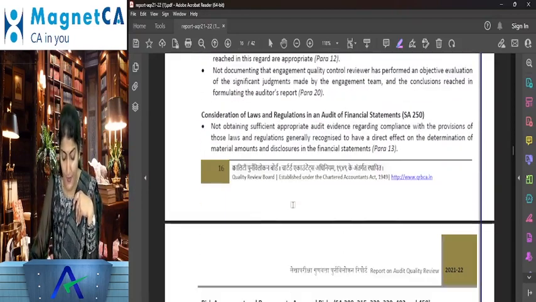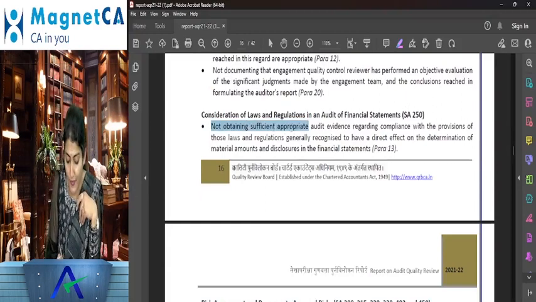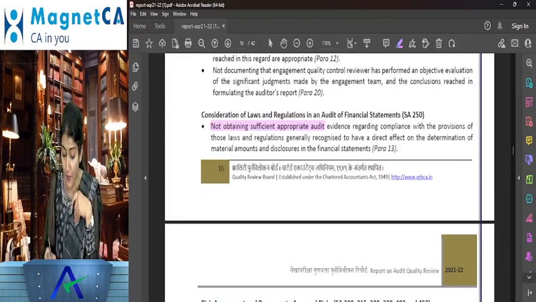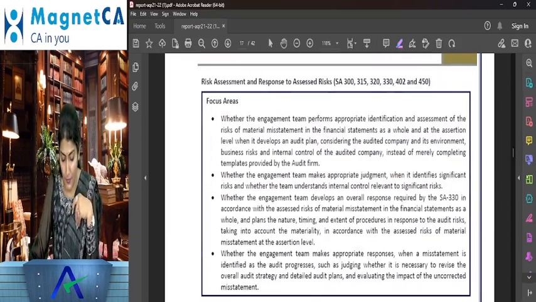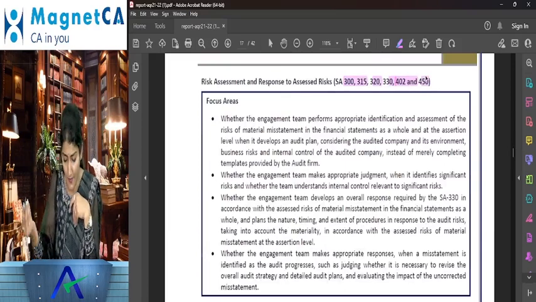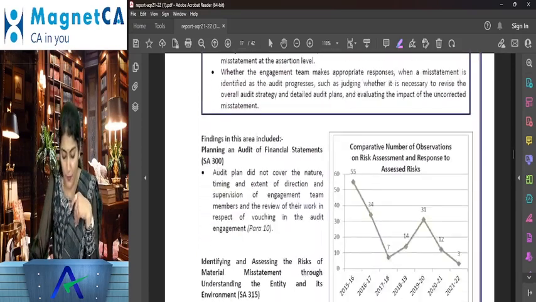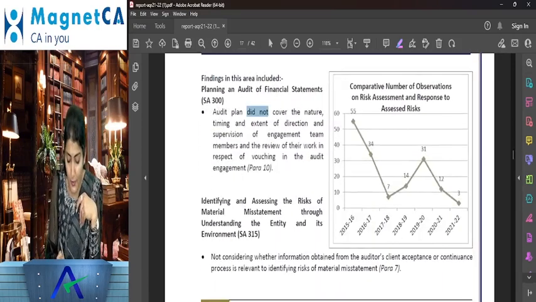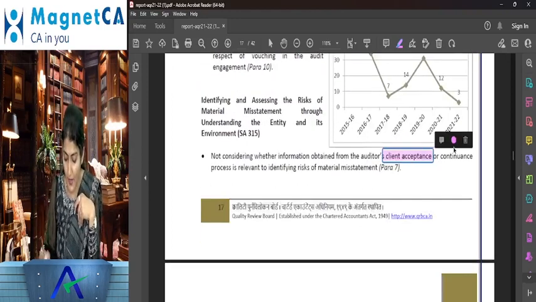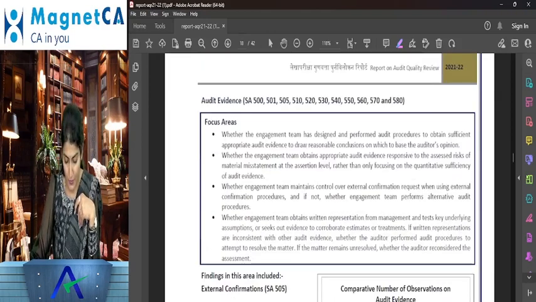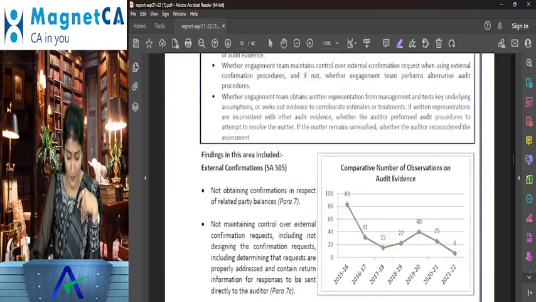Right, then the findings for 250, that they did not obtain sufficient appropriate audit evidence for laws and regulations which have a direct effect. Then what do they say? For 300, 315, 330, 320, 330, 402 and 450. Right? They did not cover the nature, timing and extent of the DSR. Then they did not consider the information regarding the acceptance continuance. Then audit evidence for the 500 series. So what were the findings?